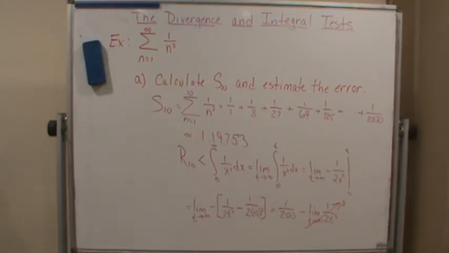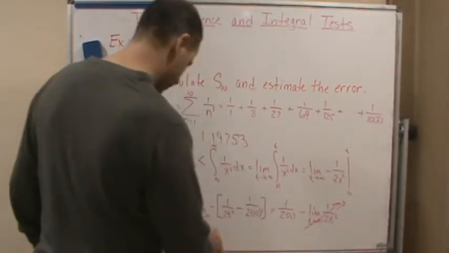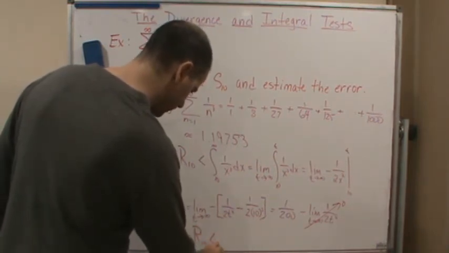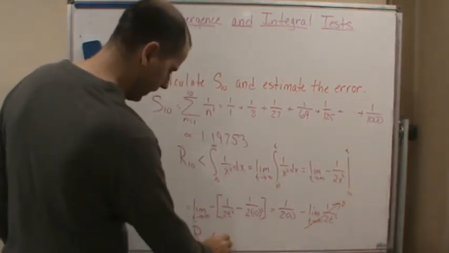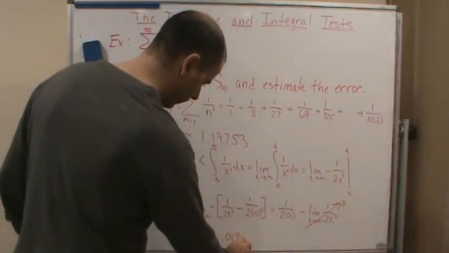Okay. So now, what do we know? We know that the error has to be less than 1 over 200, or 0.005, right? So we know that the error for this is r sub 10 and has to be less than 0.005.